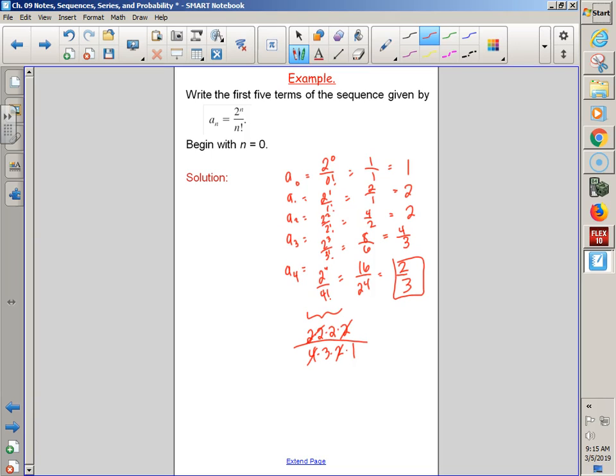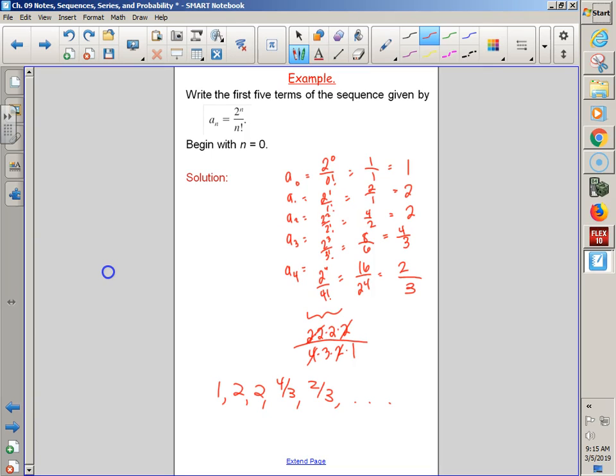Just an idea, just a thought. Oh wait, that wasn't our final answer though. Wasn't our final answer just the first 5 terms? Okay, so 2/3. Our final answer would be sequences separated by commas. 1, 2, 2, 4/3, 2/3.